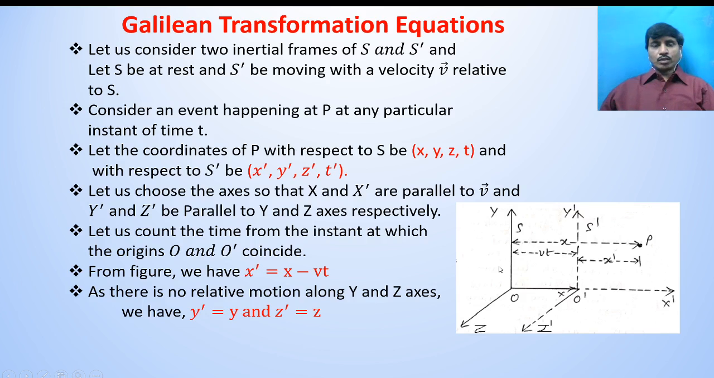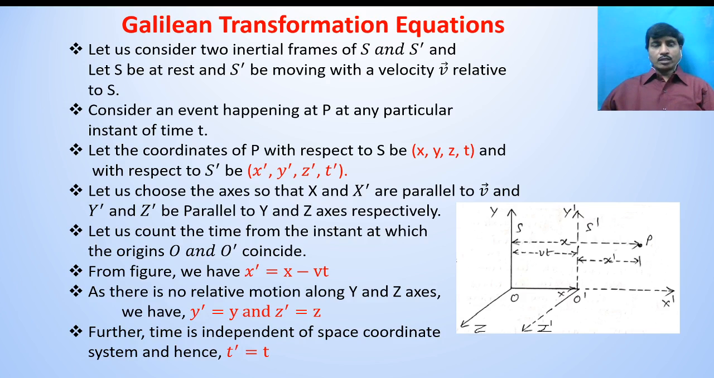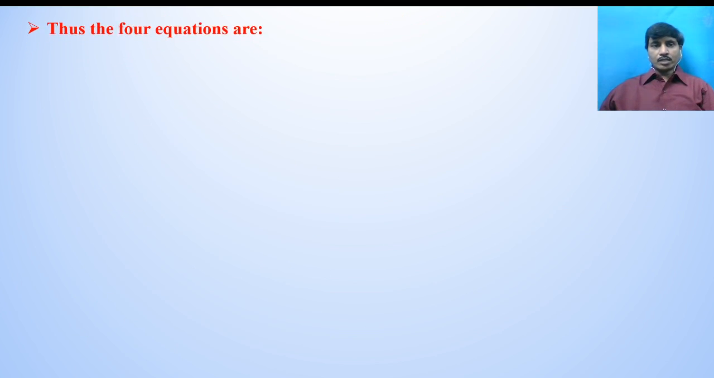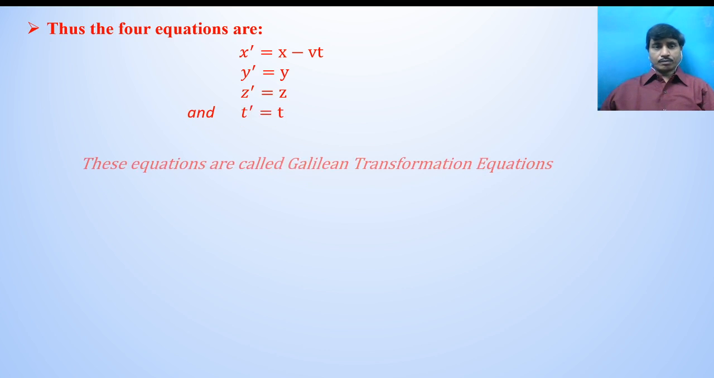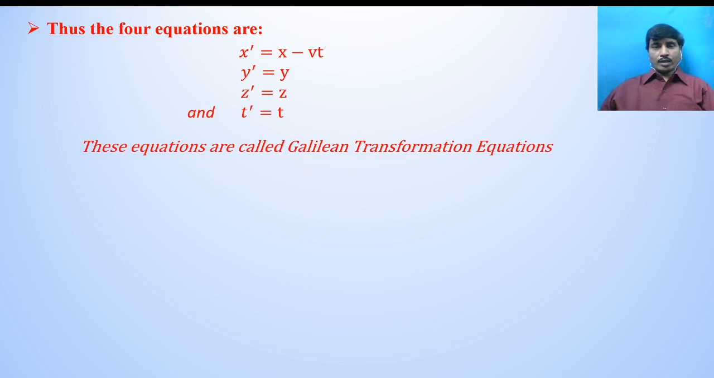As there is no relative motion along y and z axis, we have y dash is equal to y and z dash is equal to z. Further, the time is independent of space coordinate system and hence t dash is equal to t. Thus, the four equations are x dash is equal to x minus vt, y dash is equal to y, z dash is equal to z, and t dash is equal to t. These equations are called Galilean transformation equations.